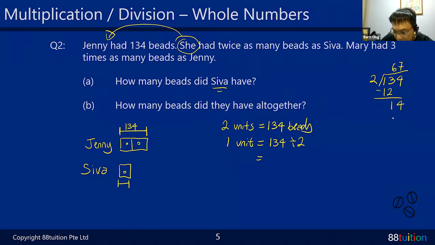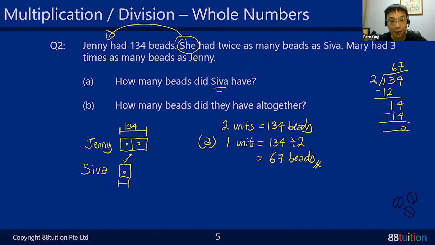2 times 7 is 14. Answer is 0. So 67, what? 67 is the beats. That is for what? That is for Siva. That is your part A answer. How come? Because Siva only got one unit. Can you see? Okay, now Jamaica, 67 is correct. Good job. Anish, 67 is correct.